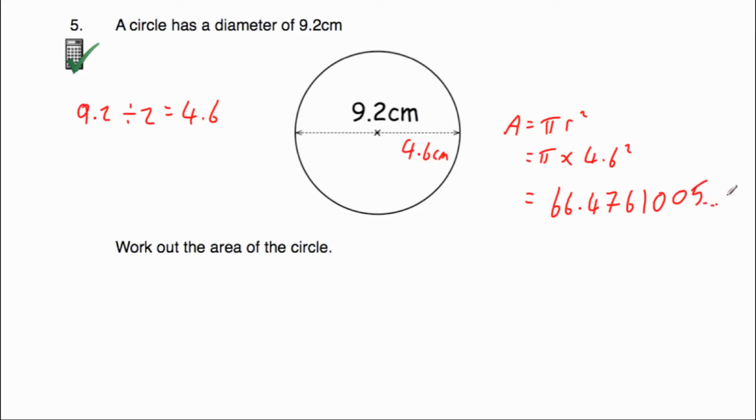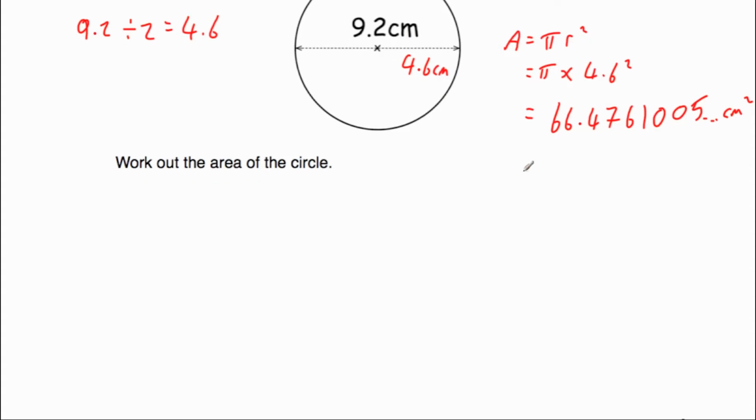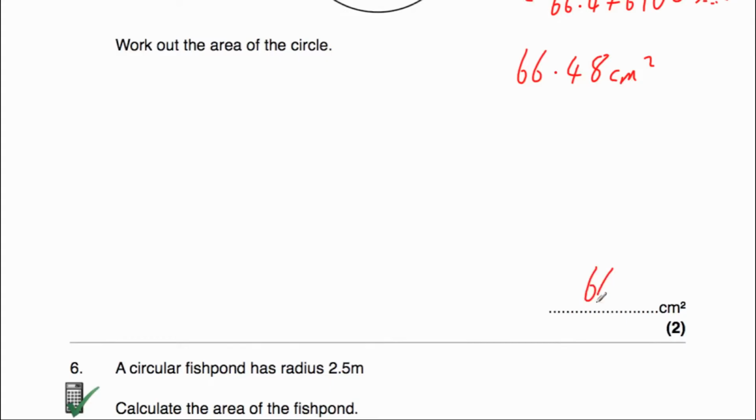66.47610005 and so on centimeters squared. Now in this question we haven't been asked to give our answer to so many decimal places, like 1 or 2, but let's just round it. I'm going to give this answer to 2 decimal places, so I'm going to give an answer of 66.4, and then we've got 76 now, so that means I'm going to round up to 66.48 centimeters squared, and that's it. So there the circle is 66.48 centimeters squared.